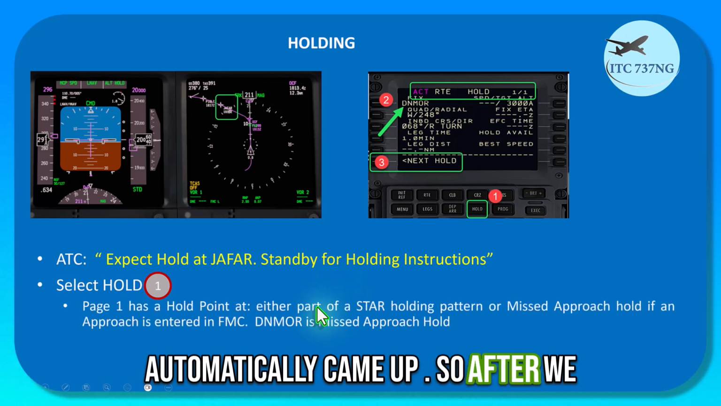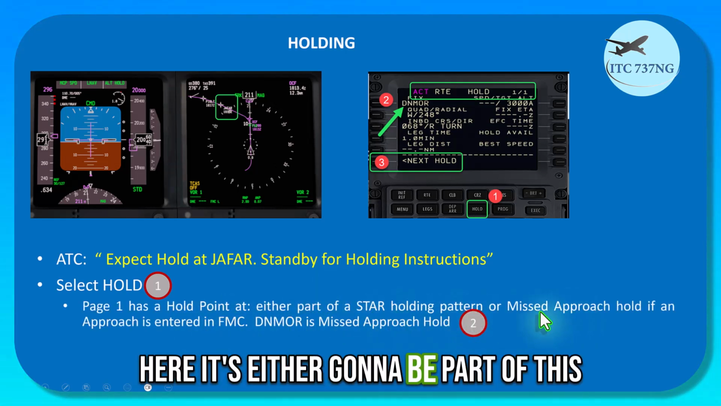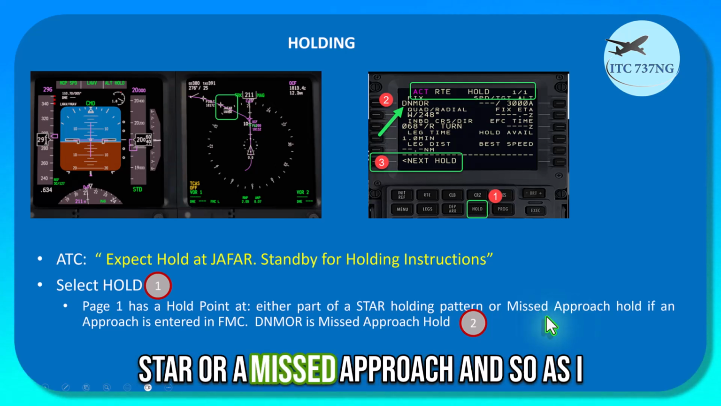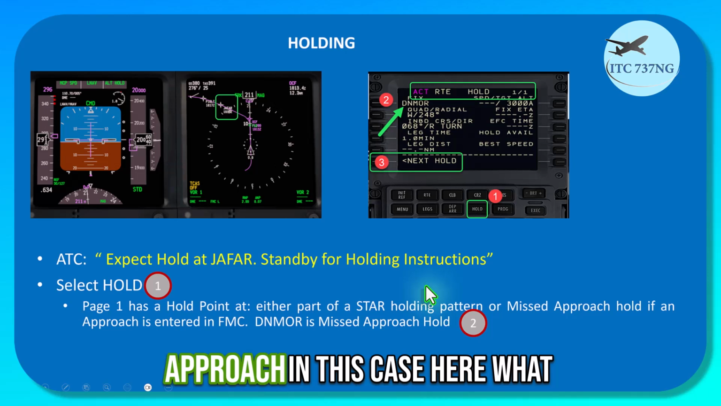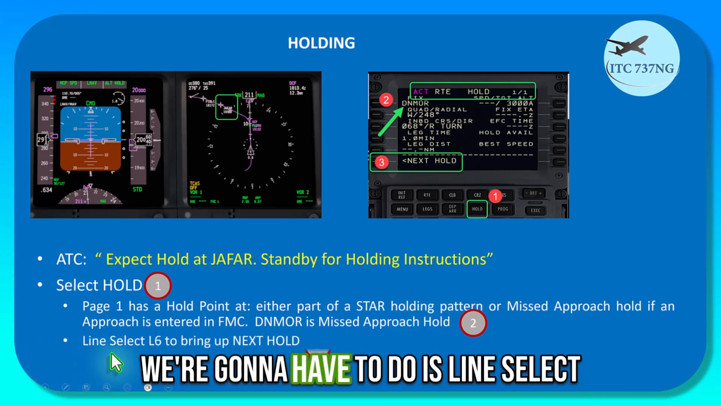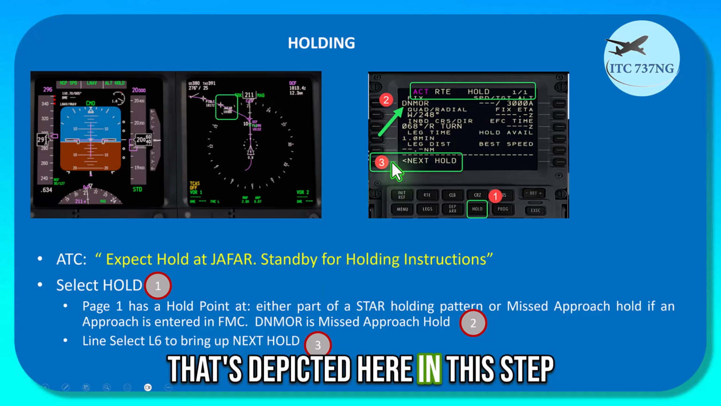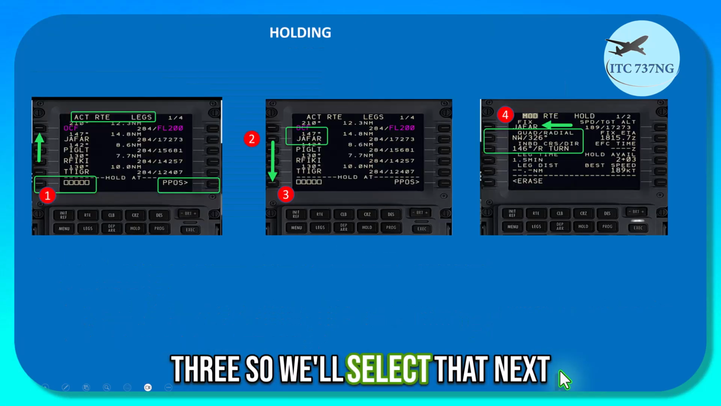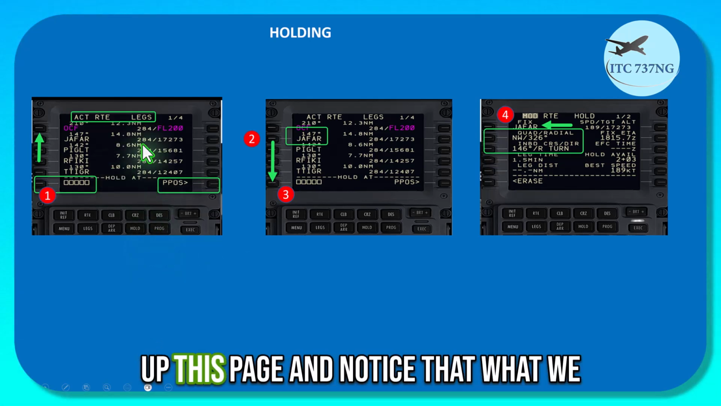So after we selected that, and as I explained here, it's either going to be part of the STAR or a missed approach. And so, as I mentioned, Denmore is the missed approach in this case here. What we're going to have to do is line select L6 to bring up the next hold, and that's depicted here in this step 3. So we'll select that next hold, and then with that, it brings up this page.